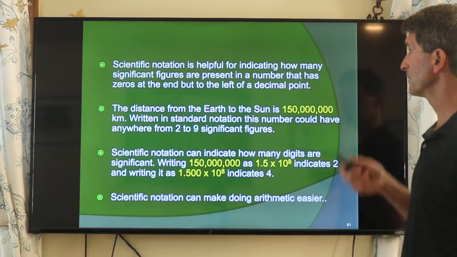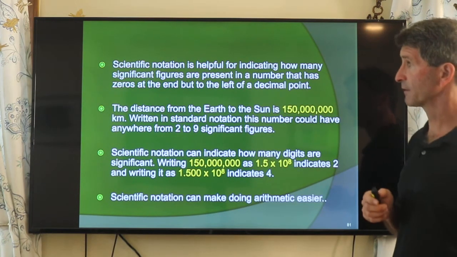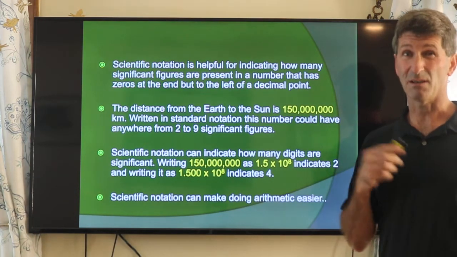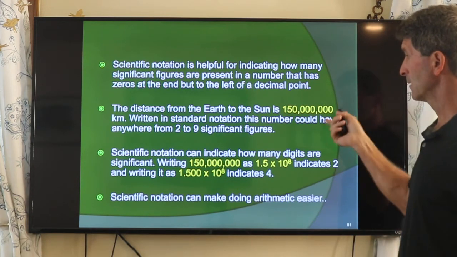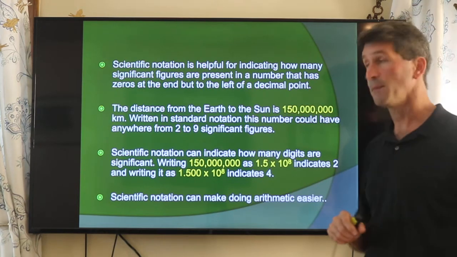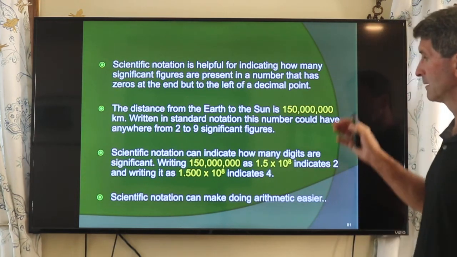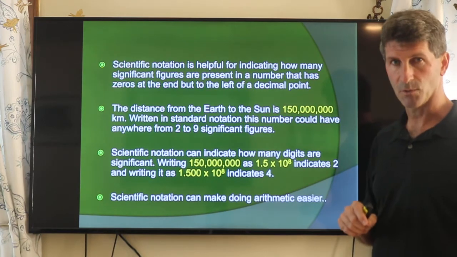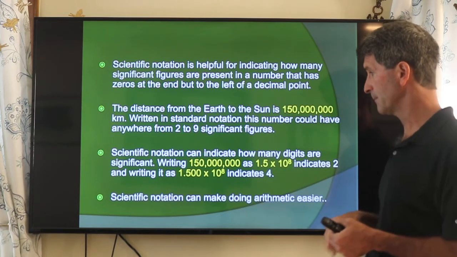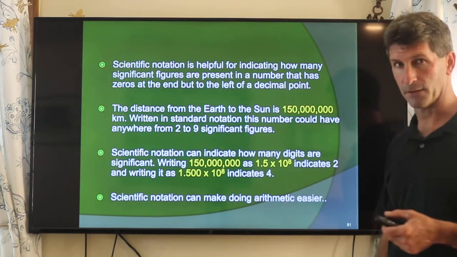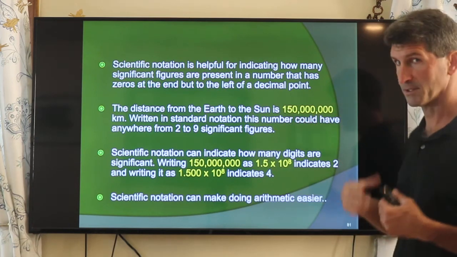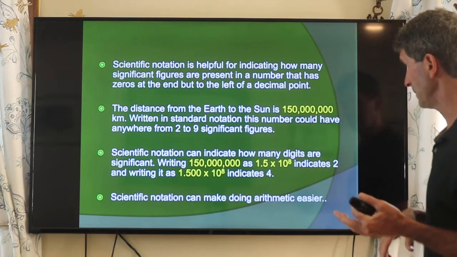So scientific notation, it's helpful for indicating how many significant figures are present, but it's also very convenient for writing very large and very small numbers. We saw the distance between the Earth and the Sun is 150 million kilometers. Okay? You want to write that in a more compact form. Could have 2 significant figures, could have 9. But if we know it to 4 significant figures, we write it as, again, we want to get this 1.5, that's between 1 and less than 10.